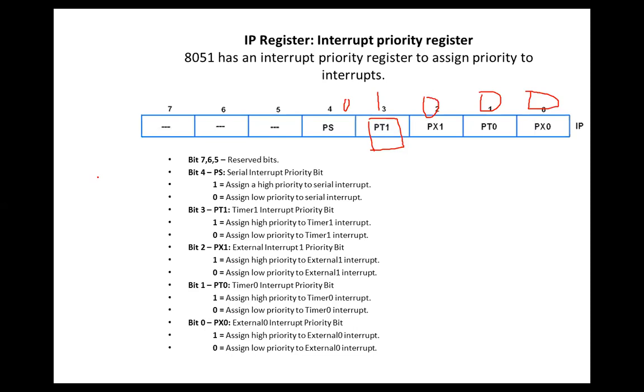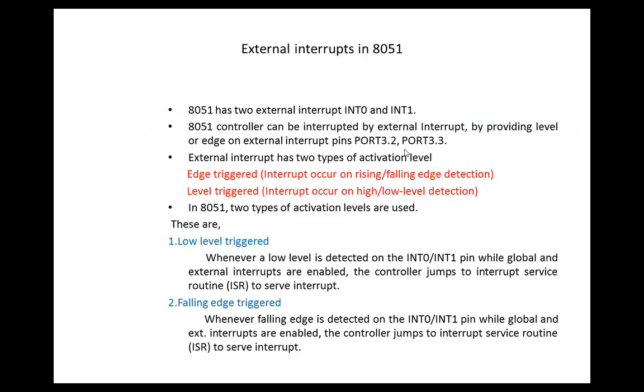So there are two facilities which are present in the 8051 and not present in the 8085. You cannot set the priority of the interrupt in the 8085, but here you can set the priority of the interrupt. So this is the priority of the interrupts. Then you have to activate the interrupts.